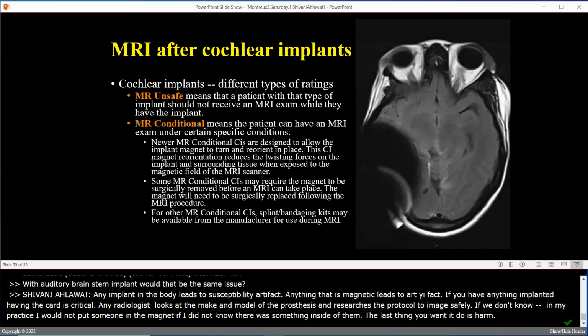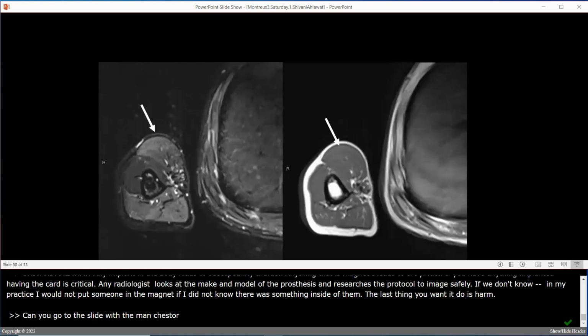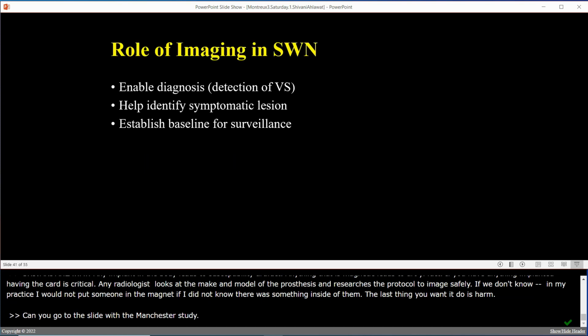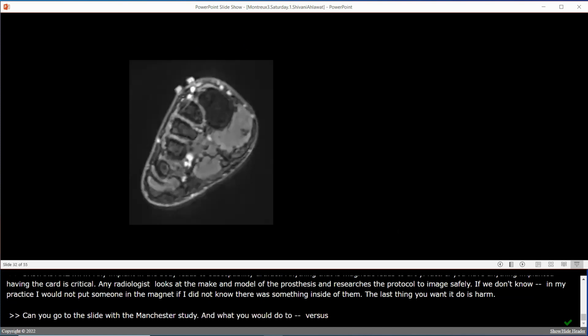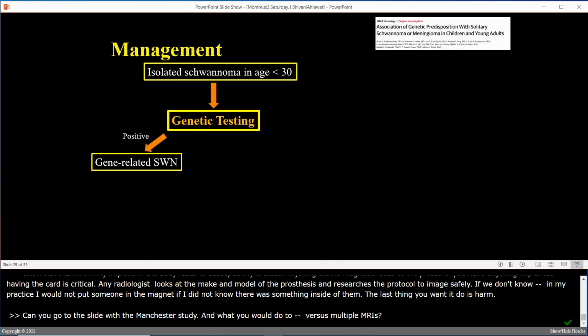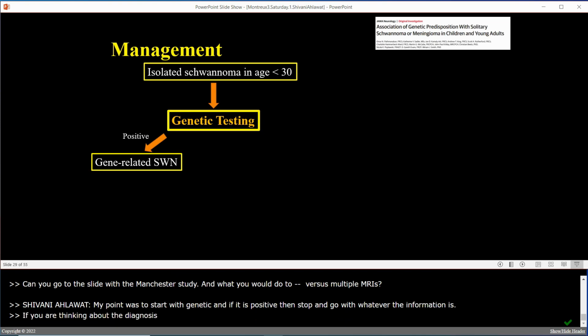Well, go back to that slide that you have from a Manchester study, when you have one unilateral neurofibroma, and what you would do, genetic versus multiple MRIs. So I think my point here was to start with genetic, and if it's positive, then stop and go with whatever that information is. But if you were thinking about the diagnosis, of course MRI is going to give you other information besides the gene.